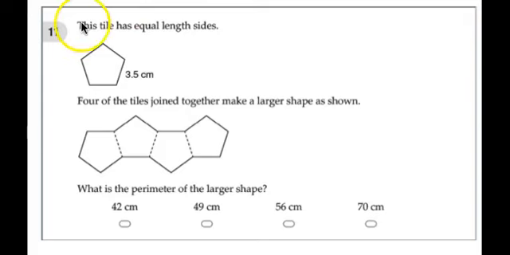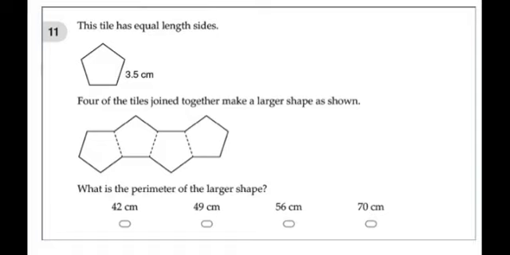Question 11. This tile has equal side lengths, so each length of this tile is 3.5 centimeters. And 4 of these tiles, 1, 2, 3, 4, so 4 of these tiles are joined together to make a larger shape as shown. And the question is to find the perimeter of the larger shape. Now there are a few ways we can do this.